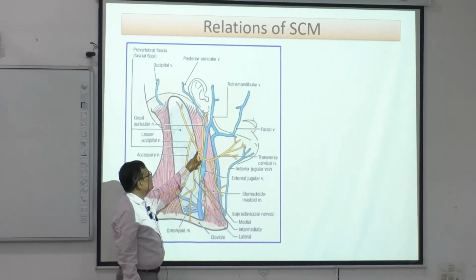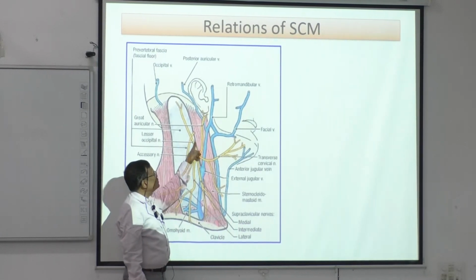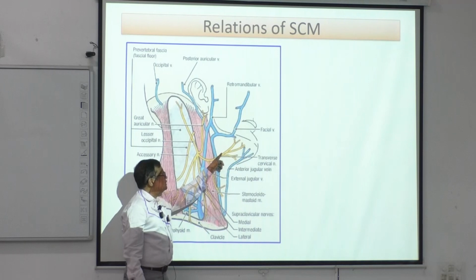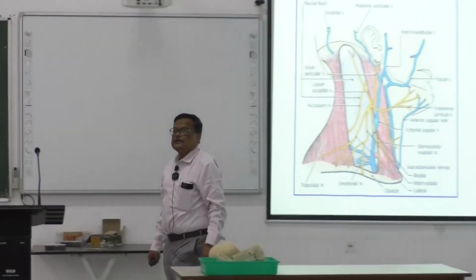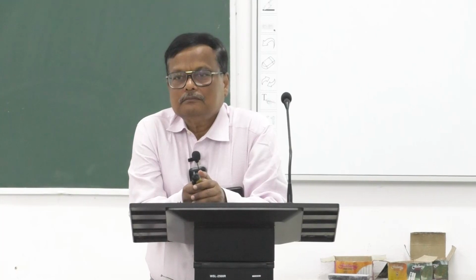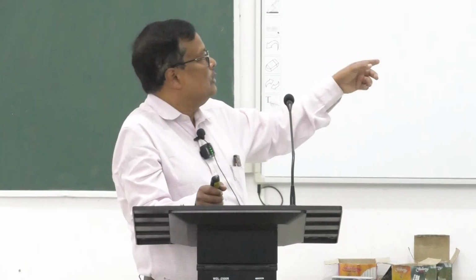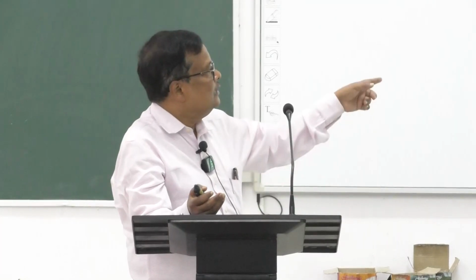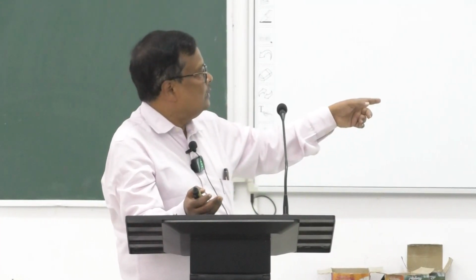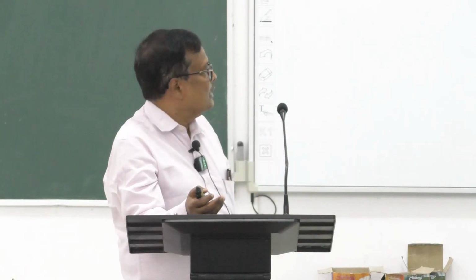Besides this, the nerves: greater auricular nerve, lesser occipital nerve, transverse cervical nerve and supraclavicular nerve. These are the important superficial relations of the sternocleidomastoid muscle: external jugular vein, nerves of the cervical plexus, greater auricular, lesser occipital, this will be done right away on Friday, transverse cervical nerve and supraclavicular nerve.